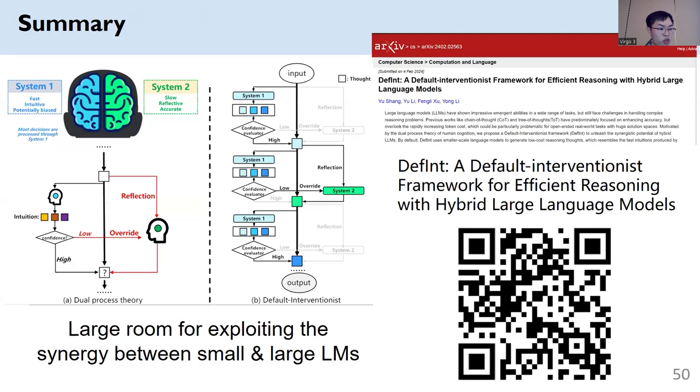So I think this shows there are a lot of configurations that can be profitable for combining a larger language model and a smaller language model. Here is a quick summary. We have a preprint paper about this default and interventionist framework for efficient reasoning. The takeaway lesson is that there's a large room for exploiting the synergy between smaller and larger language models for reasoning, for common sense reasoning. Okay.